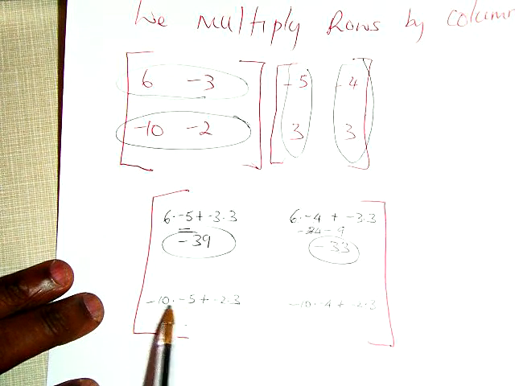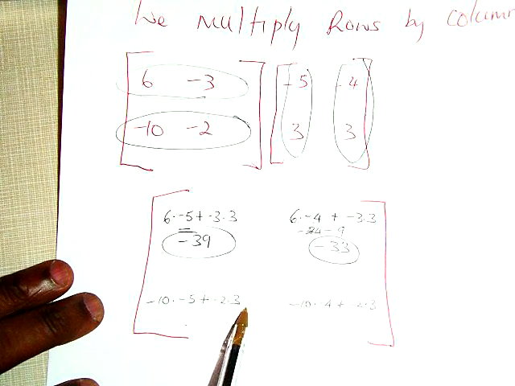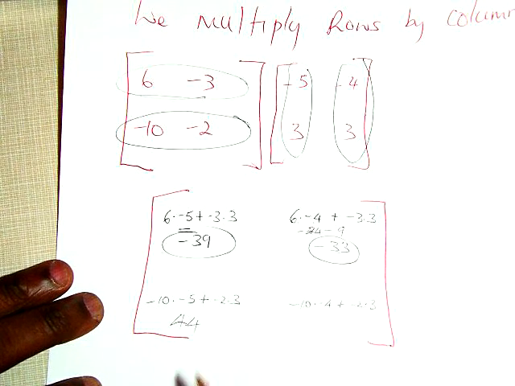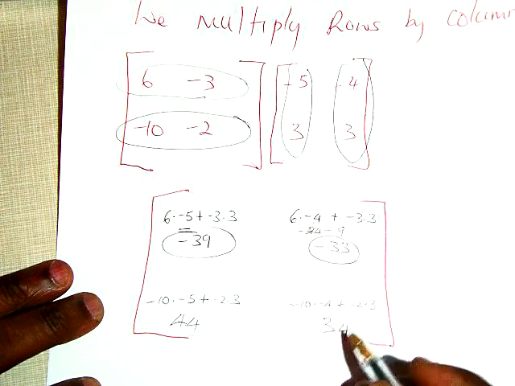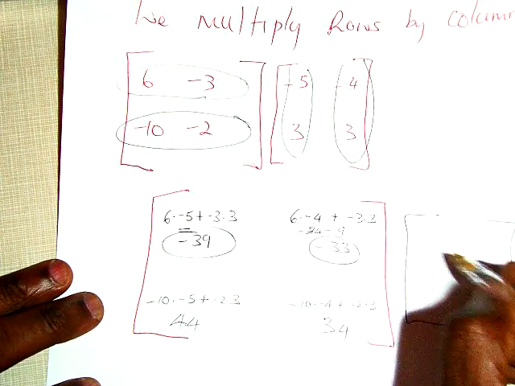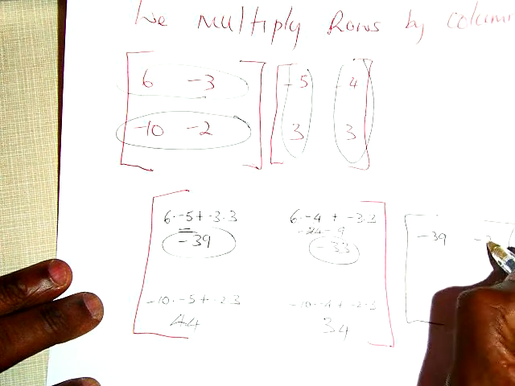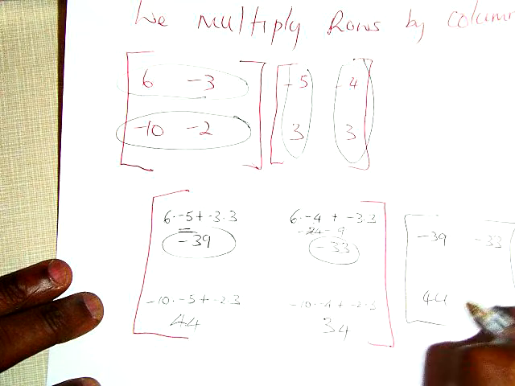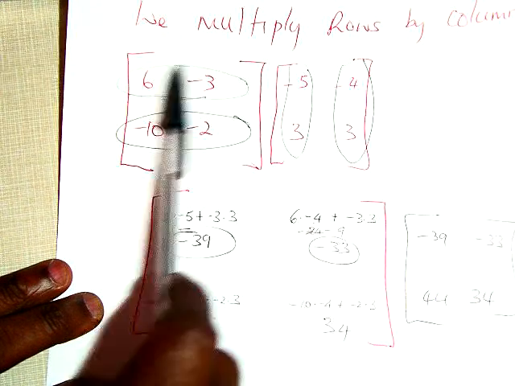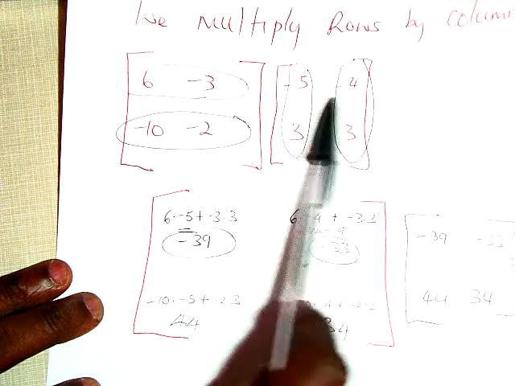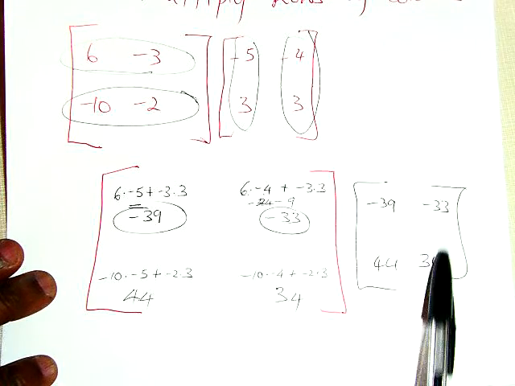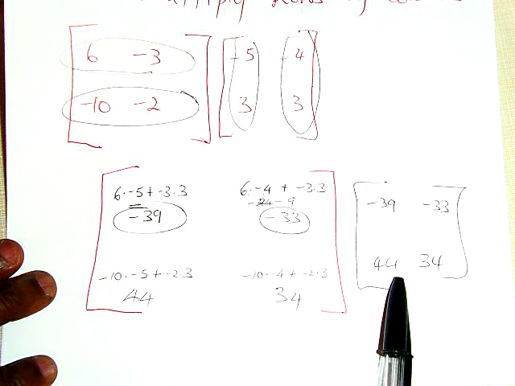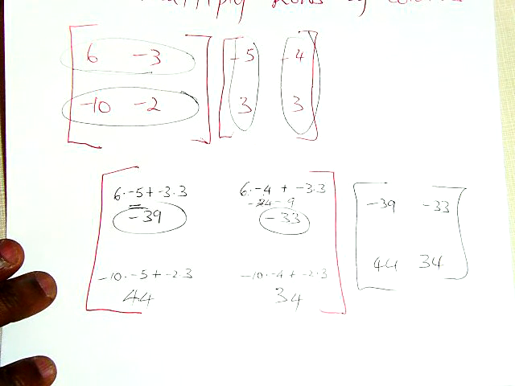Let's simplify this. This is what? 50 minus 6. That's 44. And this is what? 40 minus 6, which is 34. So my resulting answer is -39, -33, 44, 34. When I take this 2 by 2 matrix and multiply it by this 2 by 2, my answer is a 2 by 2 matrix. I hope this brief introduction to matrices is of some help to you.